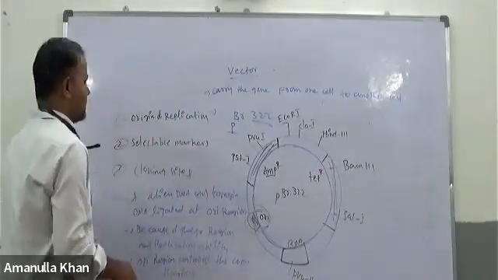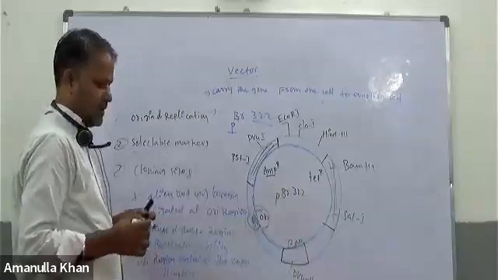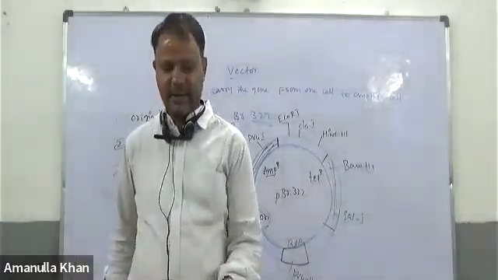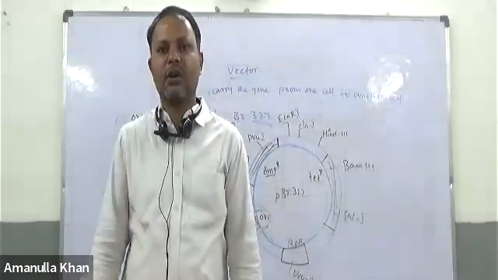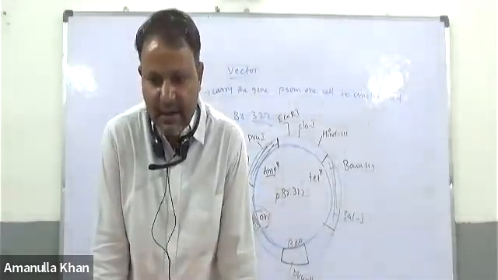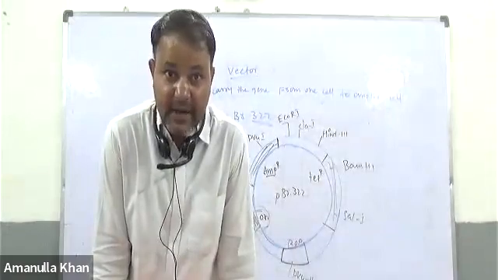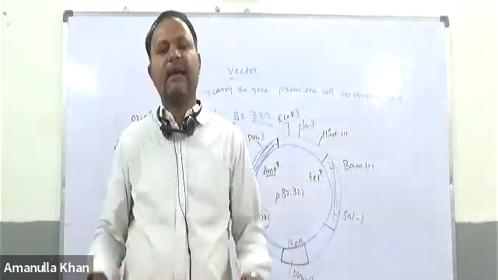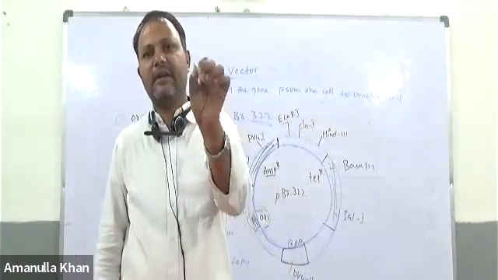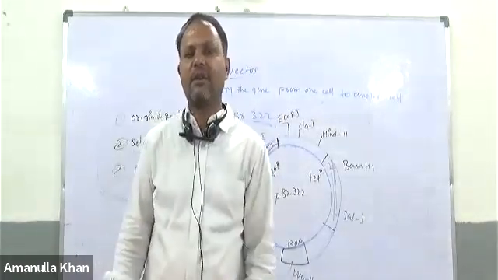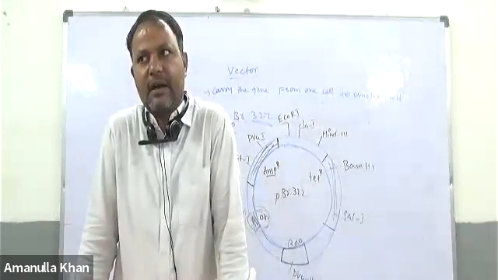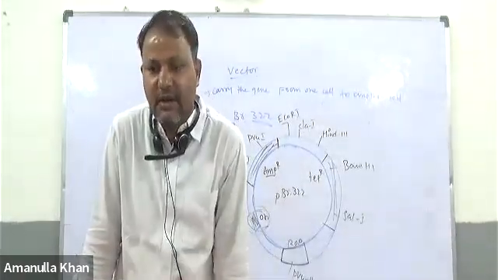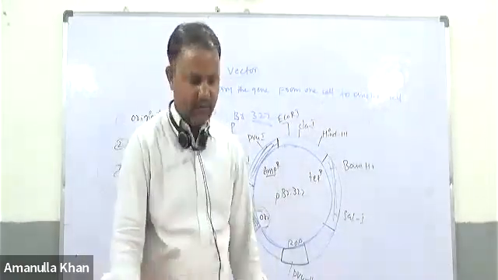Then the next one is the selectable marker. So what is the selectable marker? Generally, antibiotic genes select the transformed cell and eliminate the untransformed cell. First, what is a transformed cell? A piece of alien DNA introduced into the host cell is called transformed. If that alien DNA is not introduced into the host cell, it's called what? A non-transformed or untransformed cell.